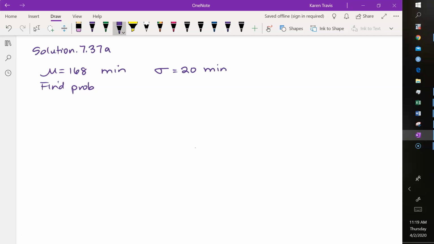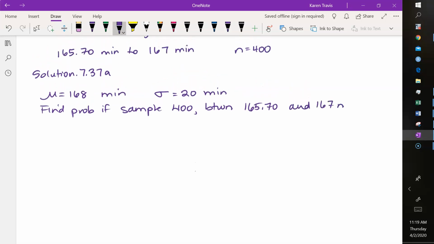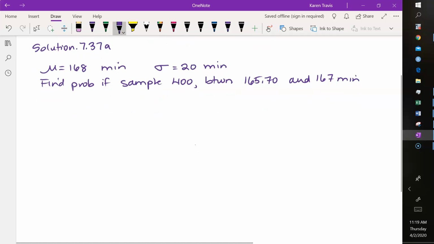We're supposed to find the probability that when we take a sample of 400, we will get between 165.7 and 167 minutes for our sample outcome. So we're using the central limit theorem. Our sample is well above 30.